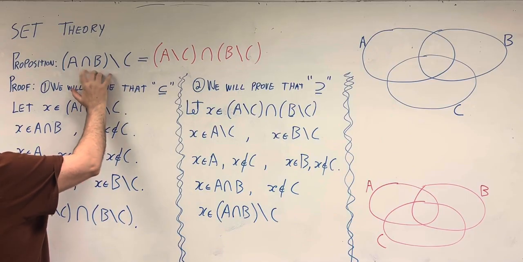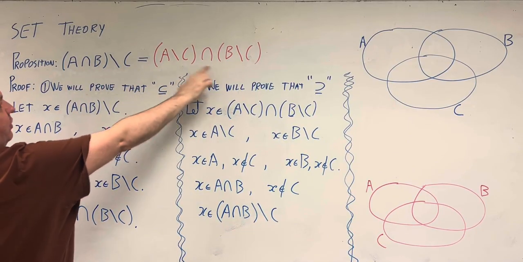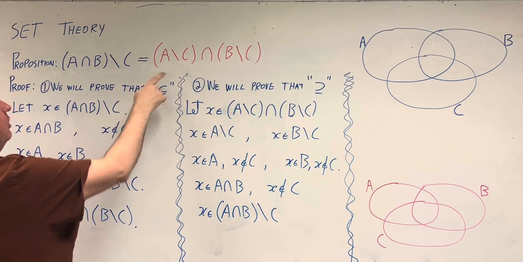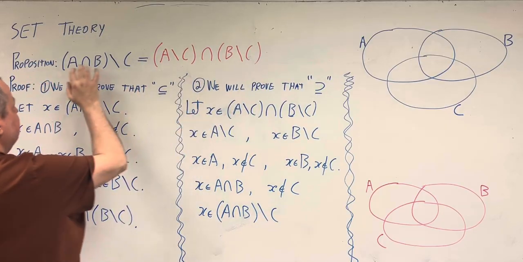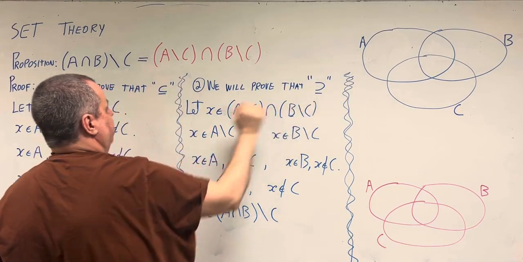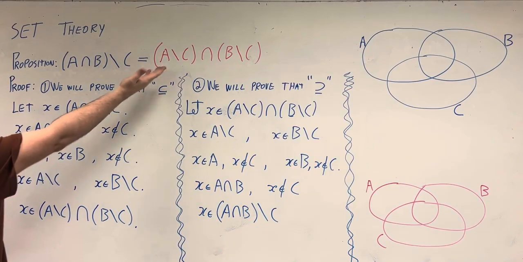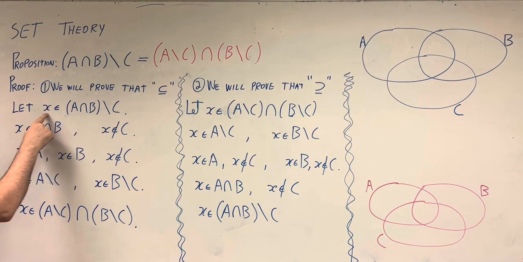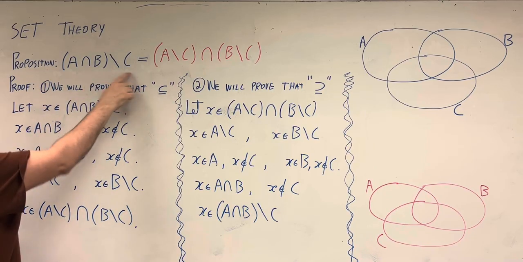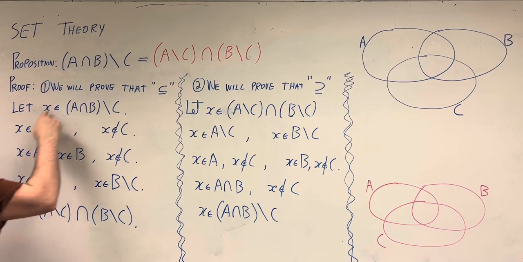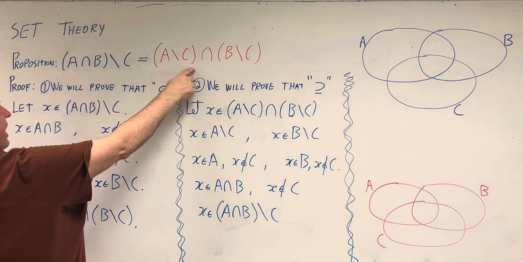I will prove that the left-hand side is a subset of the right-hand side, and then I will prove the other way around. I will prove that this right-hand side is a subset of the left-hand side. Okay? So to prove the first part, that the left-hand side is a subset of the right-hand side, I pick a generic element on the left-hand side, any arbitrary x here, and I will prove this element must be an element of the red set on the right-hand side, okay?